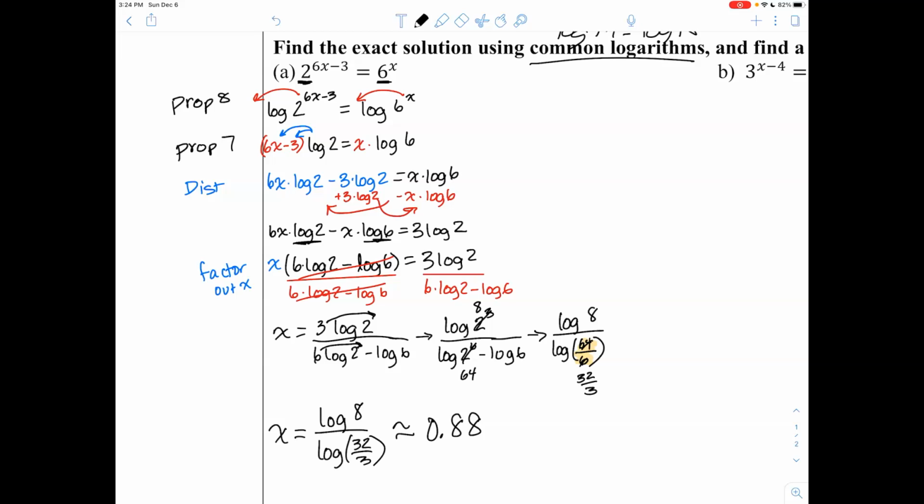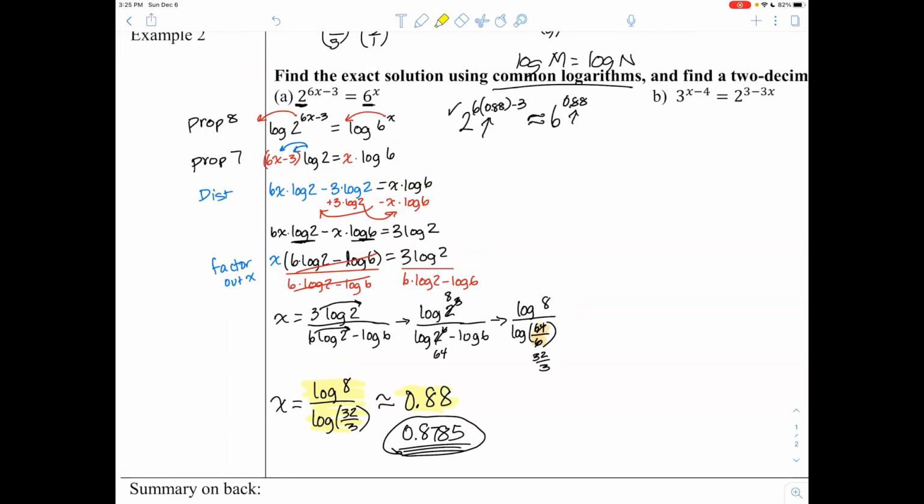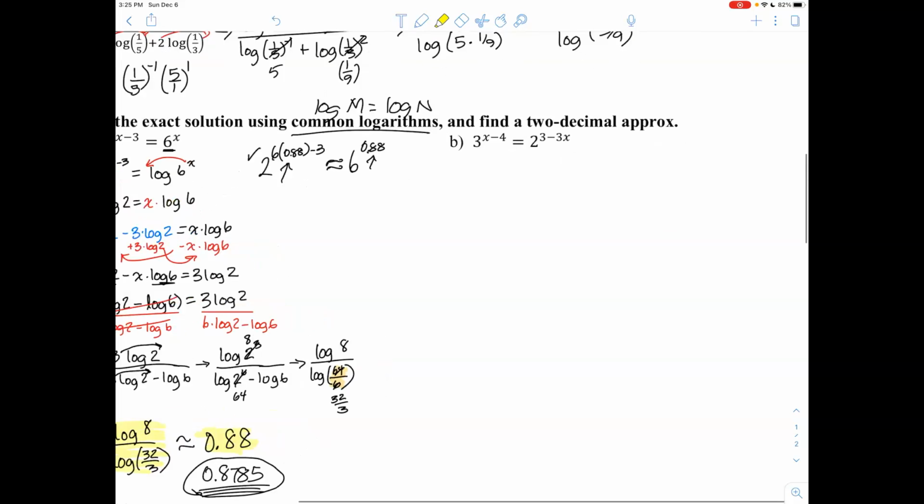Now, how do I know it's correct? Well, I could plug it in. So I could go 2 to the 6 times 0.88 minus 3. That should approximately equal pretty close 6 to the 0.88. In fact, if you were to go to 0.8785, which is to 4 decimal places, and you were to use that number plugged in here and here, you would see that this answer is a very good answer. And it made the equation true. So your solutions here, exact, 2 decimal places.